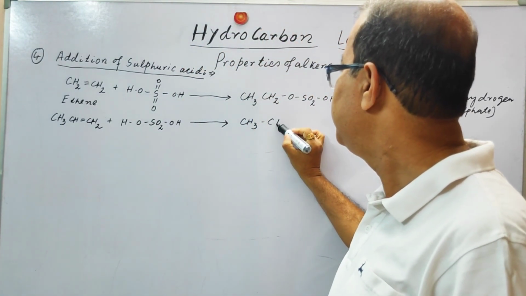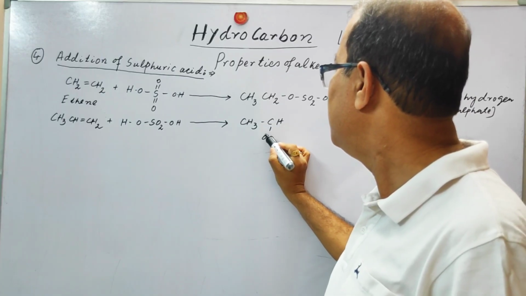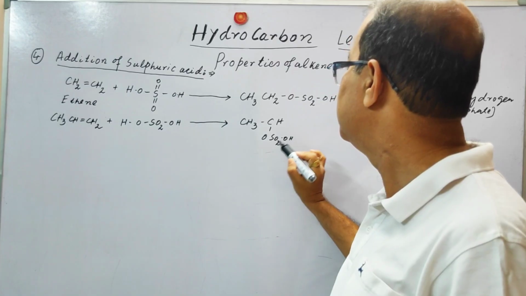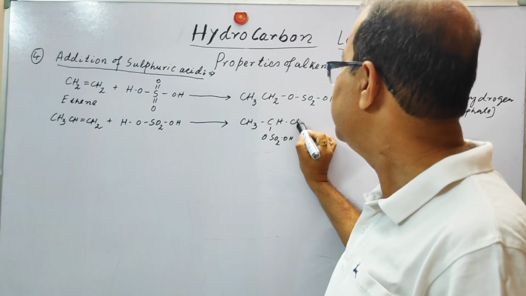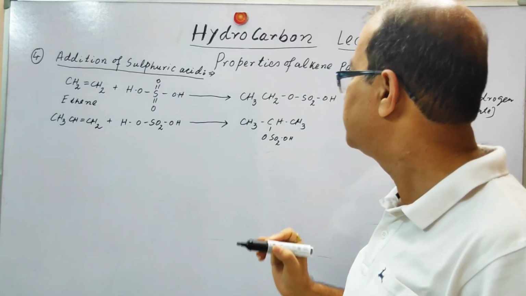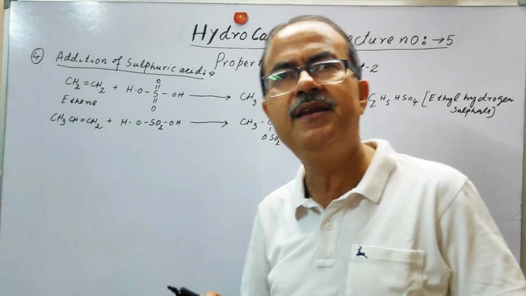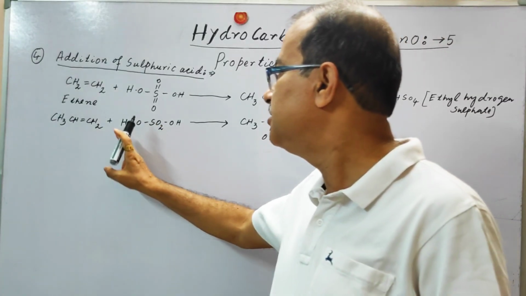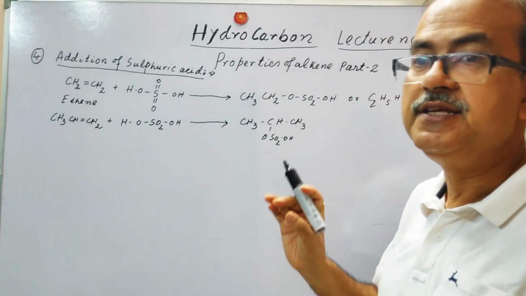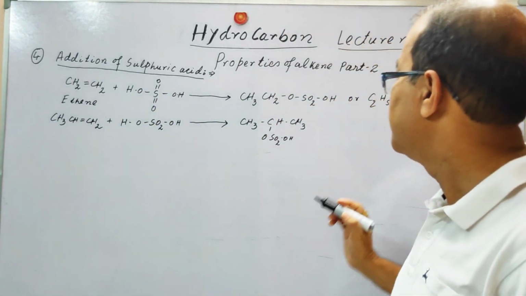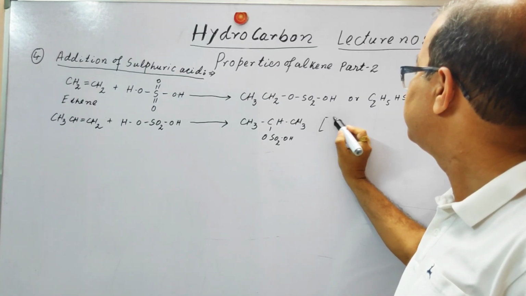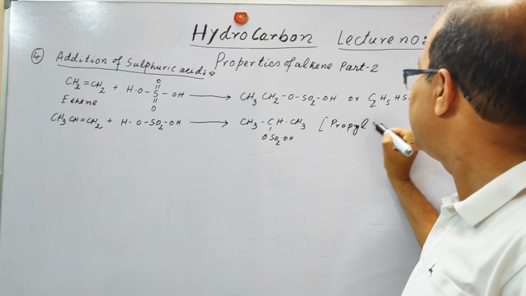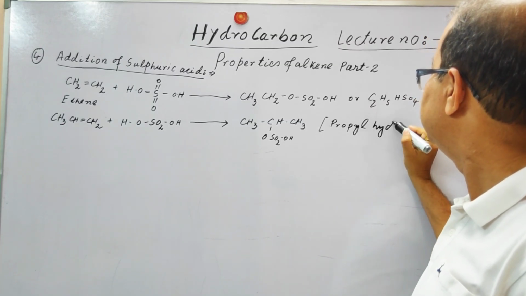So we can write this as OSO2OH and CH3. This is the addition reaction. The total molecule is added into this alkene by splitting. The H plus is the electrophile, so you can see it is an electrophilic addition reaction. The product produced here is propyl hydrogen sulfate.